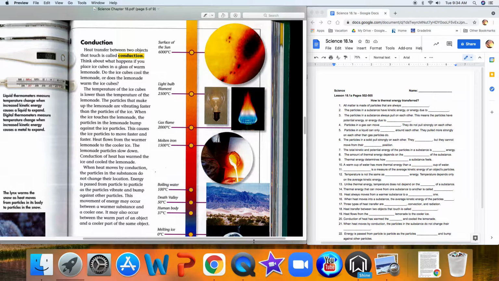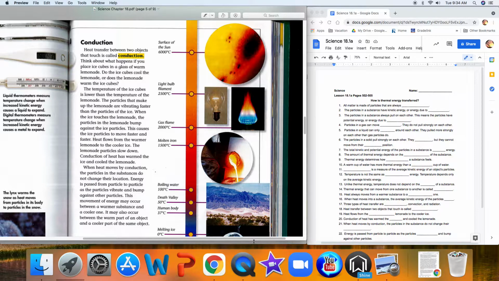The temperature of the ice cubes is lower than the temperature of the lemonade. The particles that make up the lemonade are evaporating faster than the particles of the ice. When the ice touches the lemonade, the particles in the lemonade bump against the ice particles. This causes the ice particles to move faster and faster.